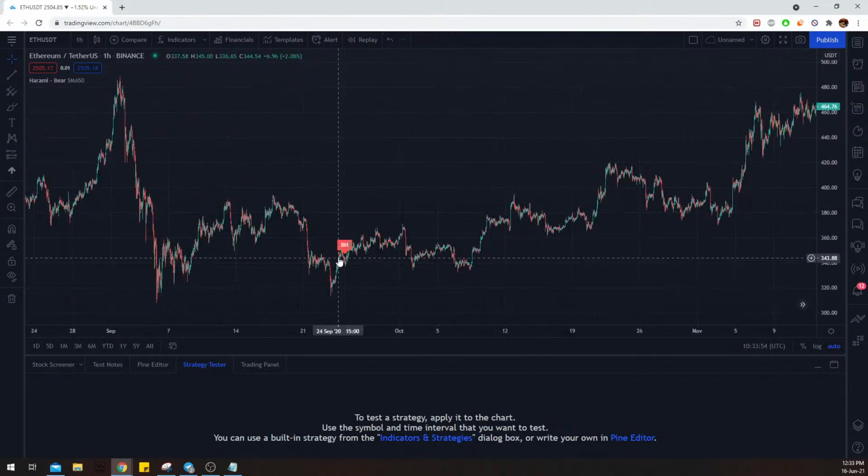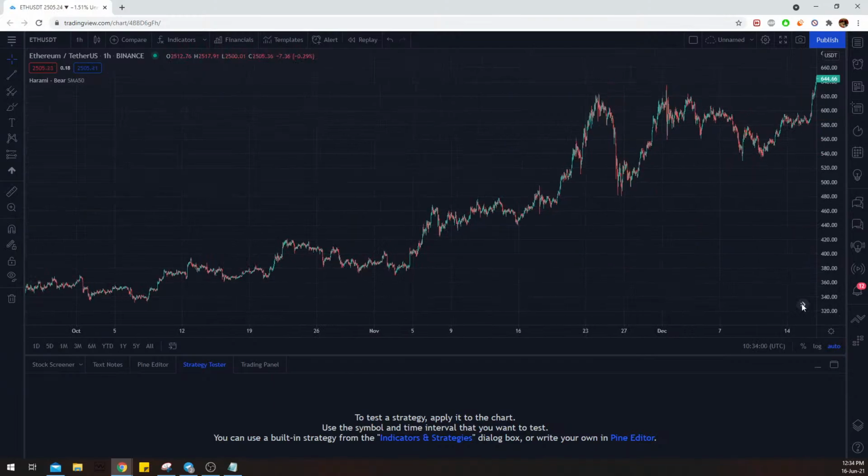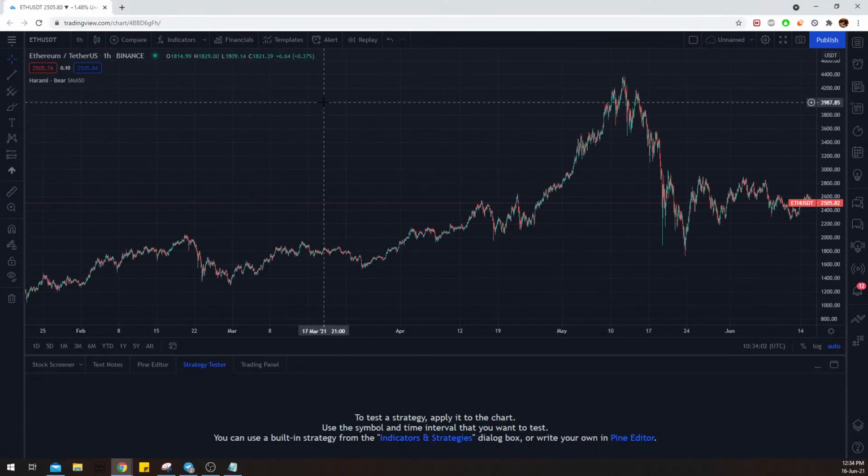This one, for example, it would be a loss initially. It went 7% against us, and after that it went 2.5%. So actually, with a good risk management, we would hit the stop loss there.